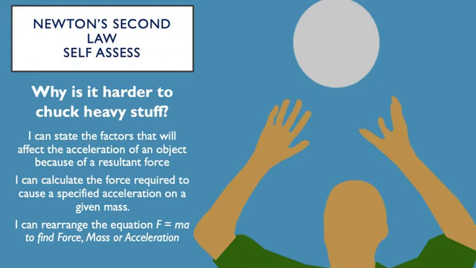So this is what you should be able to do by the end of the lesson. You should be able to state the factors that will affect the acceleration of an object because of the resultant force. You should be able to calculate the force required to cause a specified acceleration on a given mass, and you should be able to rearrange the equation F equals ma to find force, mass, or acceleration.